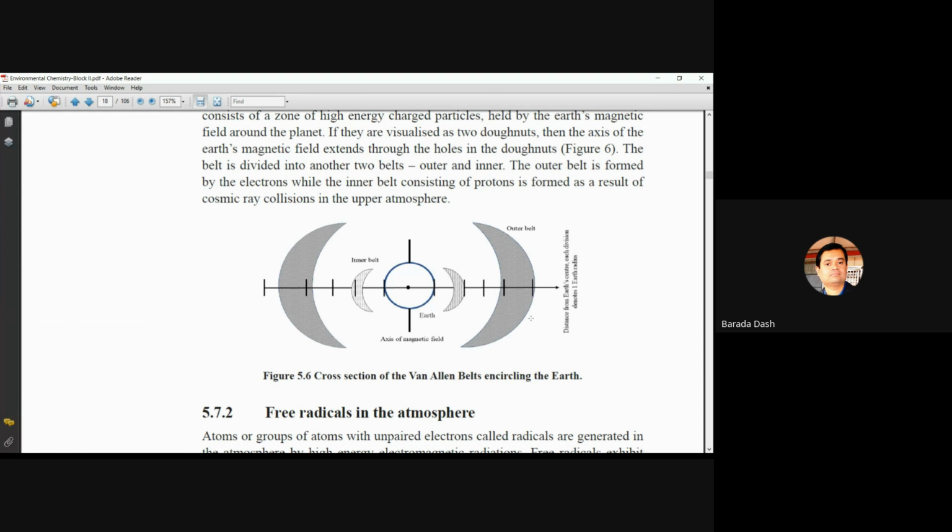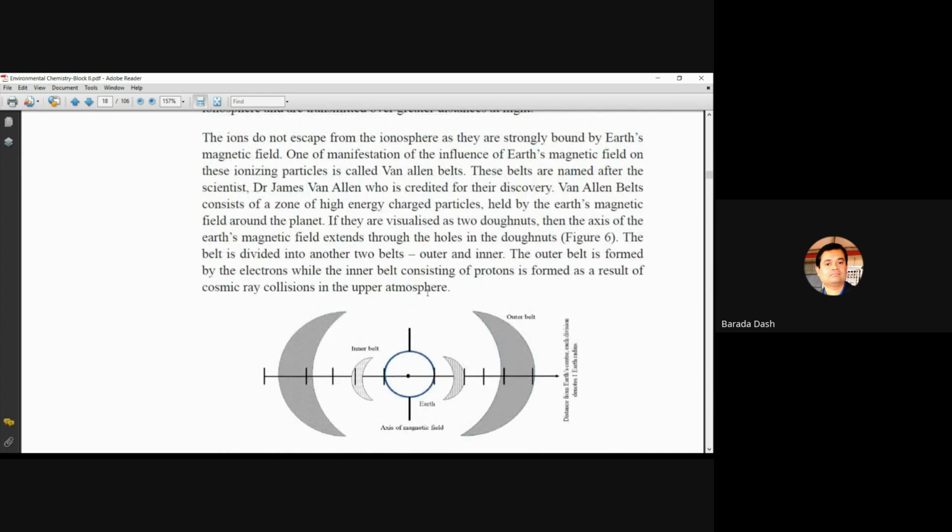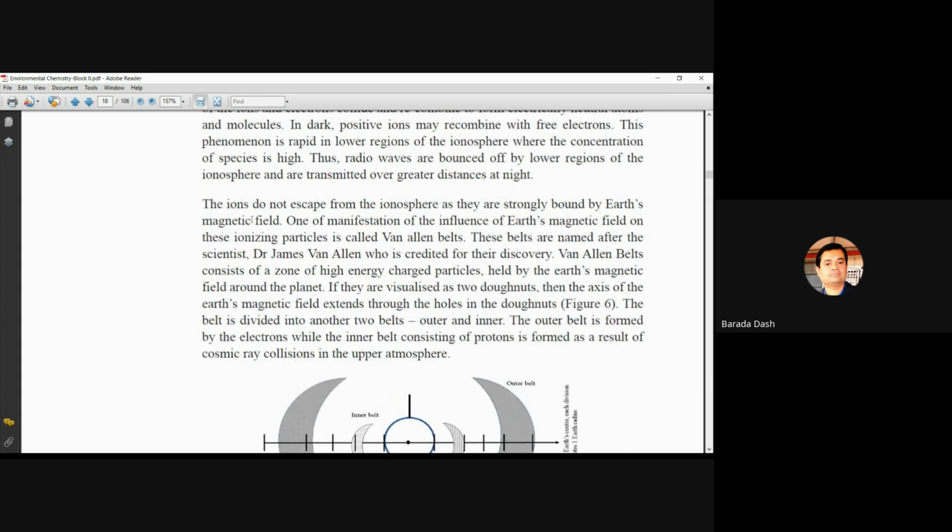So this is what is Van Allen belt. So inner belt and then outer belt. Defense for Earth's... so this is basically a defense mechanism in which the ions do not escape from the ionosphere, as they are strongly bound by Earth's magnetic field.